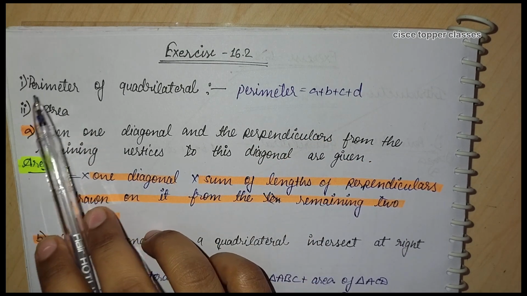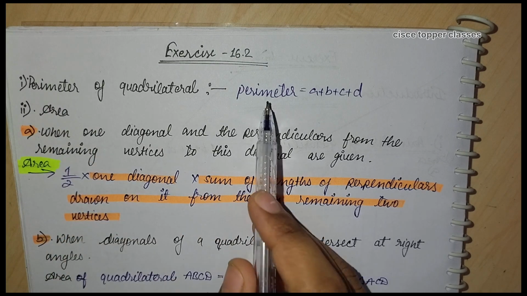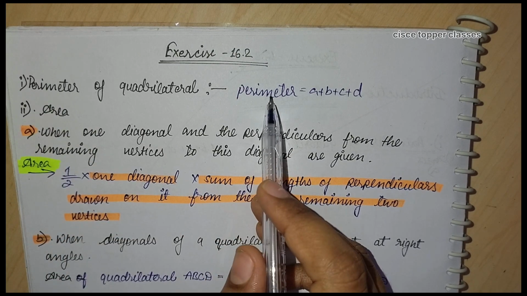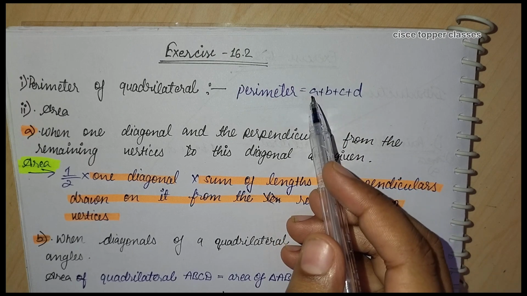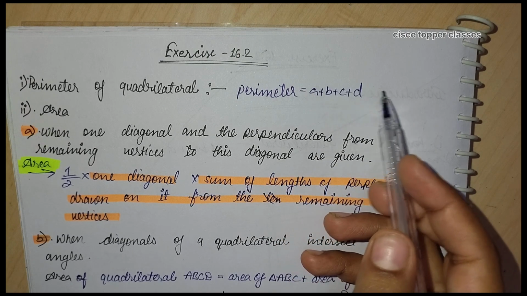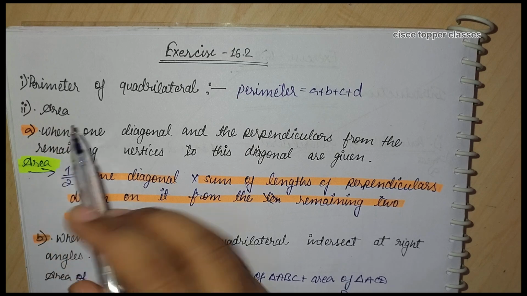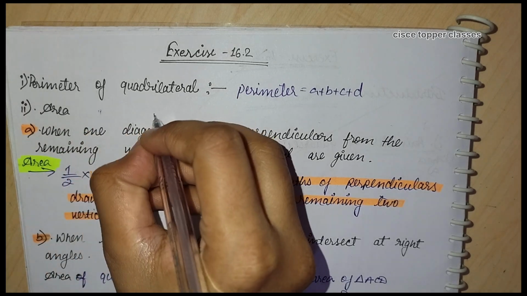The first formula is for the perimeter of a quadrilateral. The perimeter is the sum of all the sides, and a quadrilateral has four sides. Let them be A, B, C, D. So this will be A plus B plus C plus D. Now the second thing is the area of a quadrilateral.